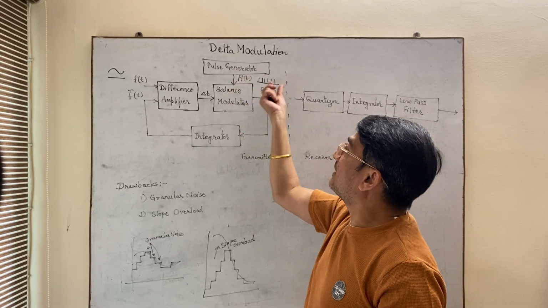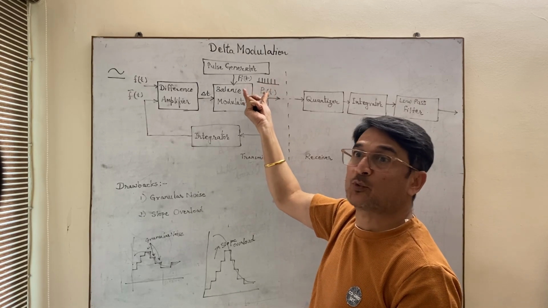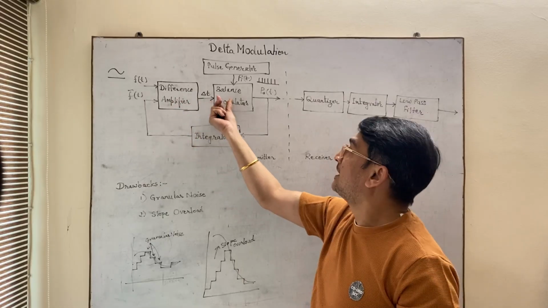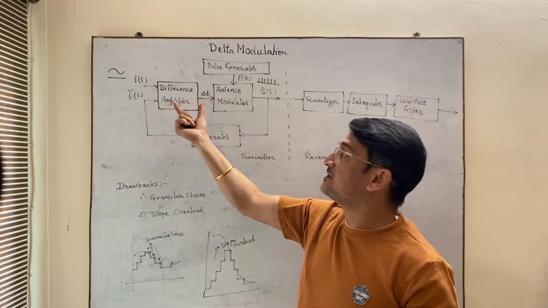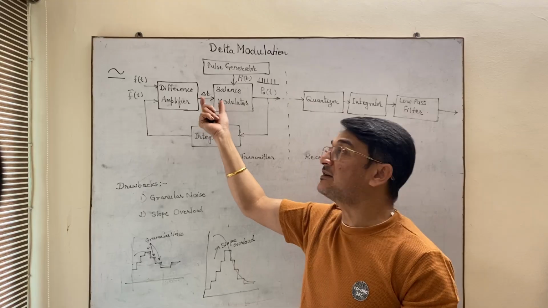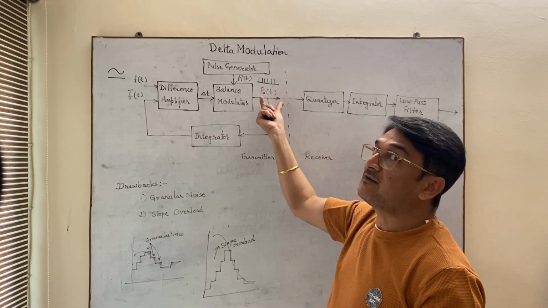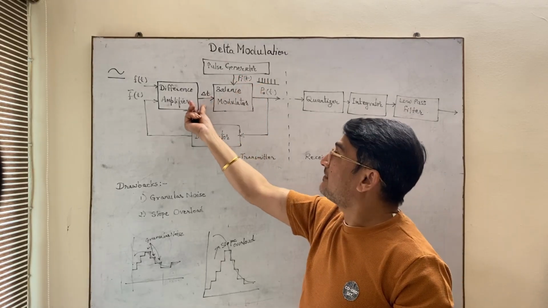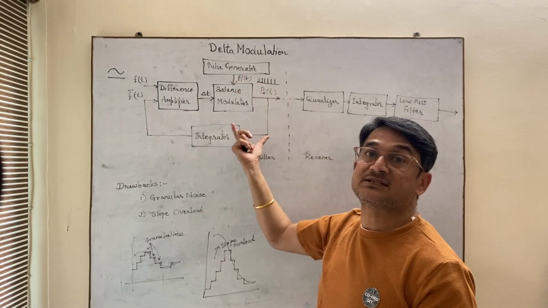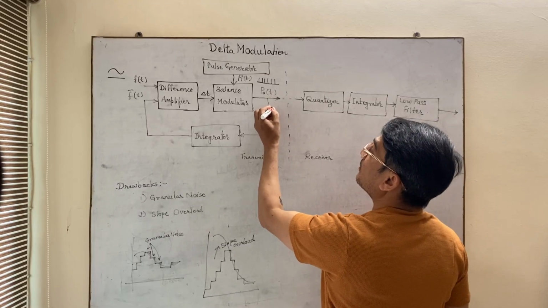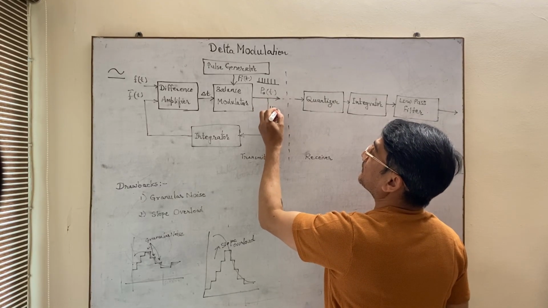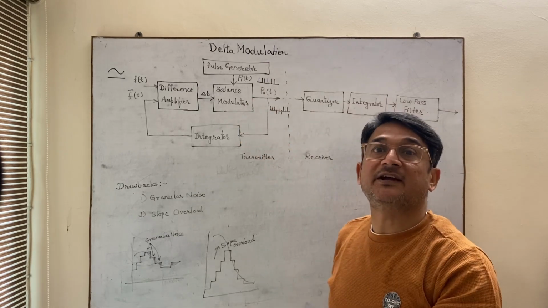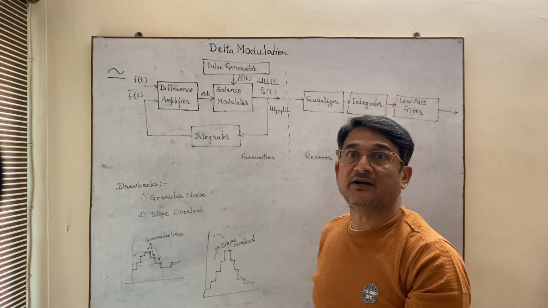Now this balanced modulator will multiply the pulse generator input with delta(t), which is the output of the difference amplifier. Suppose delta(t) is positive, that means the difference amplifier's output is positive. The output p0(t) will also be positive, because positive multiplied with a positive pulse is positive. If the difference is negative, the output pulse is negative. So the output p0(t) will be something like this: some positive pulses and some negative pulses as per the polarity of delta(t).